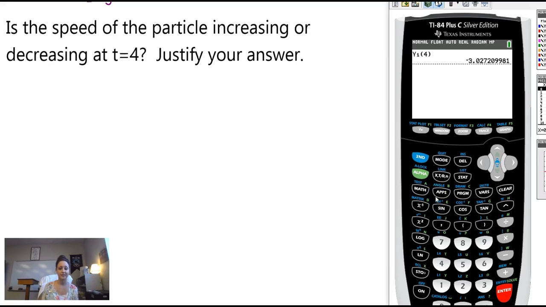Now how would I find acceleration? That would be the derivative of velocity, right? So on an 84 we go math 8. And then again, alpha trace enter to grab y1. And again, I'm looking here at x equals 4. And that's also negative. So what do you say? Is the speed increasing or decreasing? It's increasing because I'm going to the left and my acceleration is also negative. So my velocity is becoming more negative, if you will.